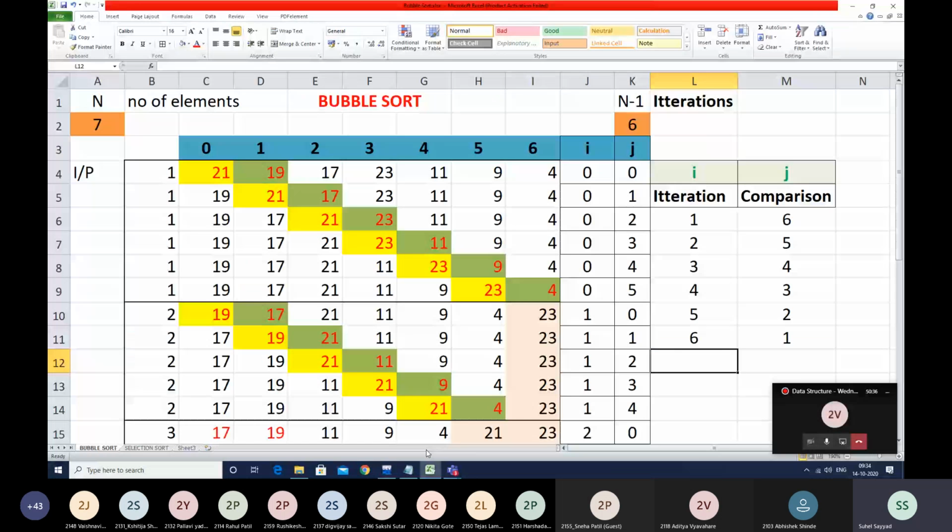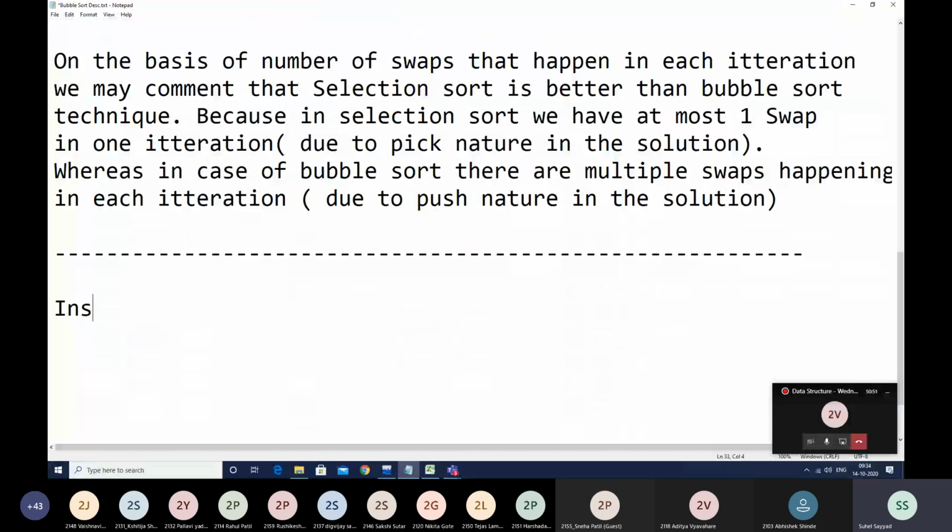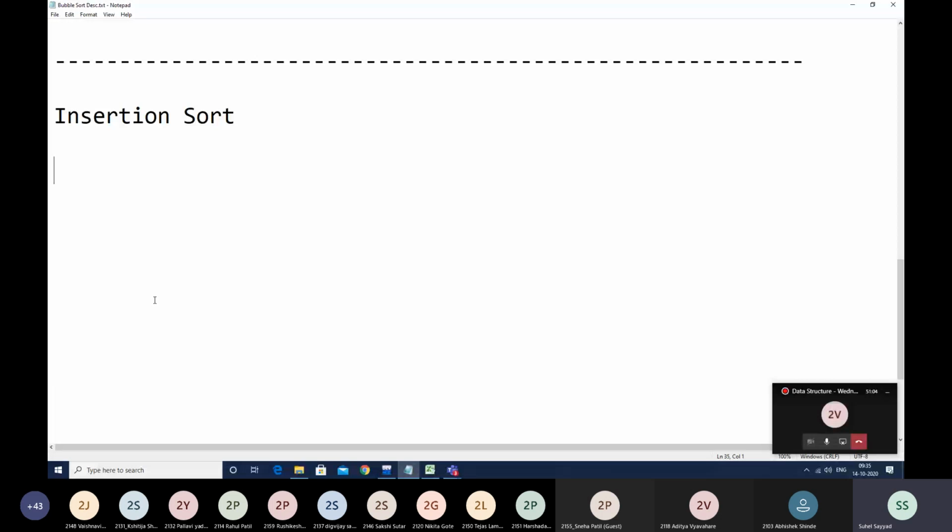Okay, so with this, now let us move on to the next sorting technique, that is insertion sort. My dear students, insertion sort also has a phenomenon of executing in iterations. So here also we have n minus 1 iterations.